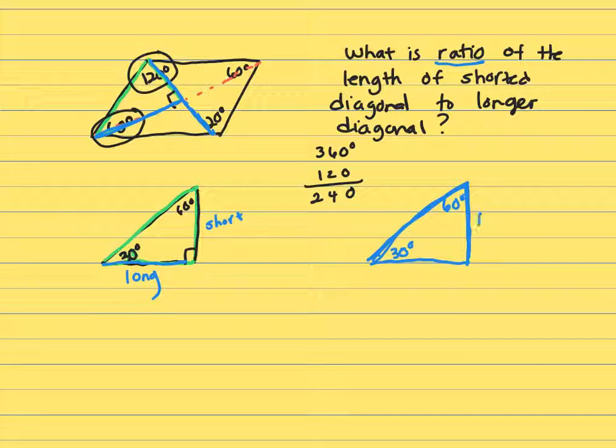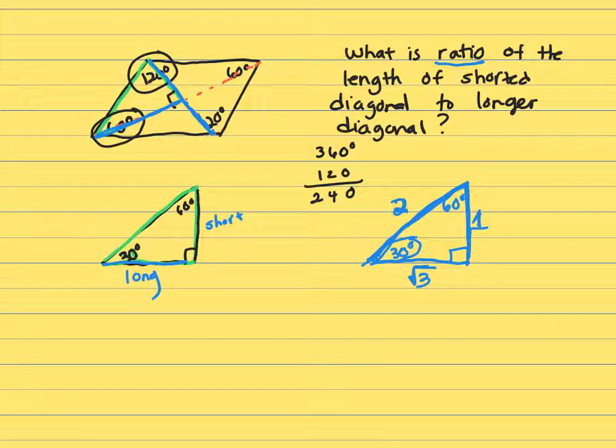So this will be a 1. And the hypotenuse, which is the side opposite of the right angle, will be 2. And this other leg will be square root 3. You've got to memorize that. So the ratio of the sides, the side opposite of the 30 is 1, the hypotenuse is 2, and this other leg is square root 3. All right.